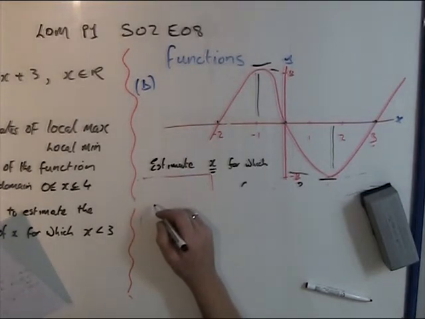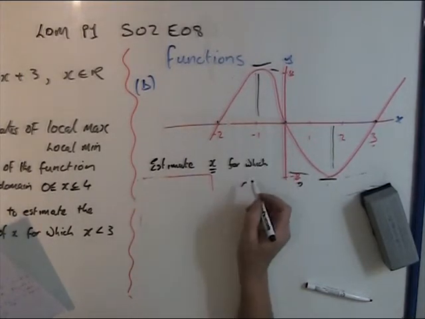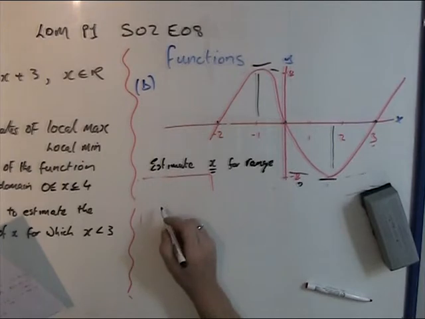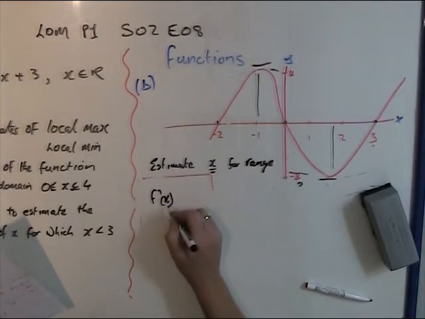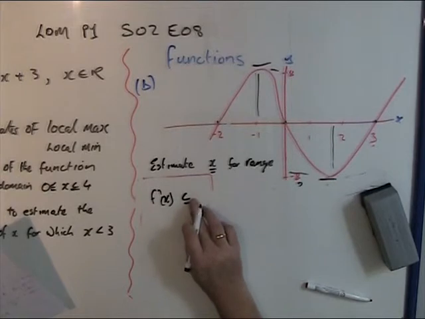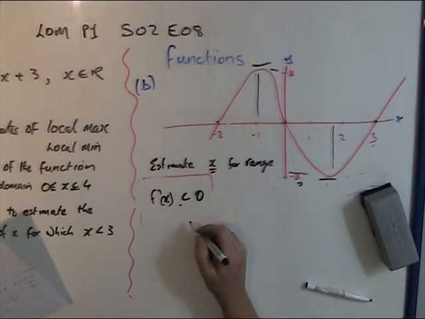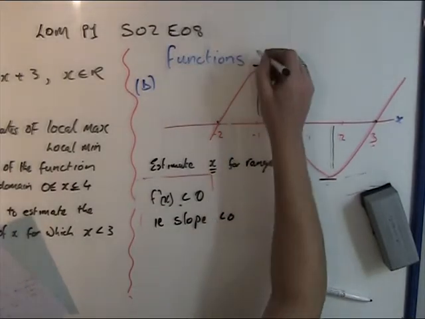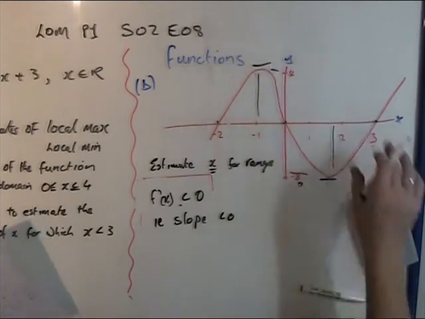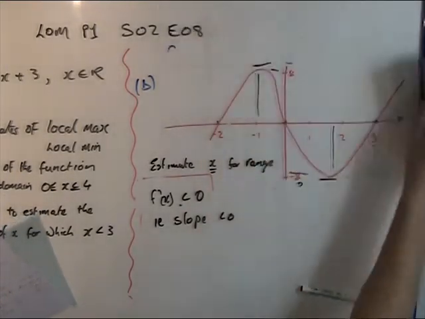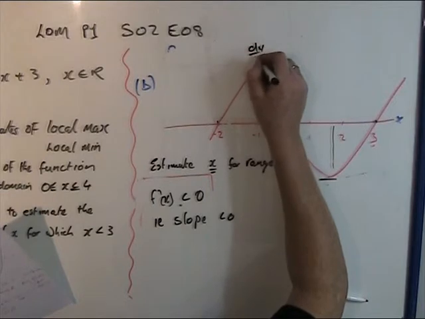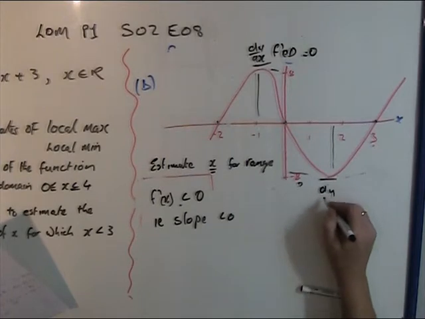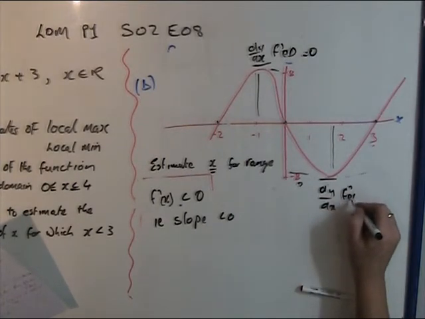Next, part 3. It says find the range of values of x. I'm going to rewrite this: the range of x for where the derivative of f(x) is less than 0. Well, what does that mean again? I.e. the slope is less than 0. Up here now we have the slopes. This is where the slope is equal to 0. So that's dy/dx, which is the same as the derivative f'(x) equal to 0. And it's the same here, dy/dx equal to 0.